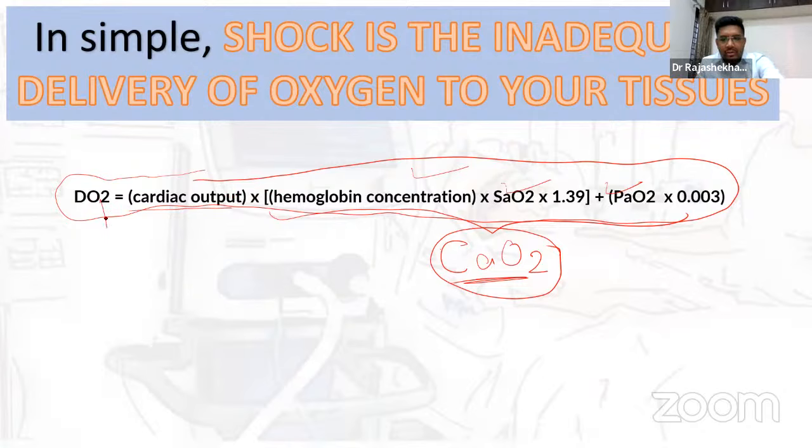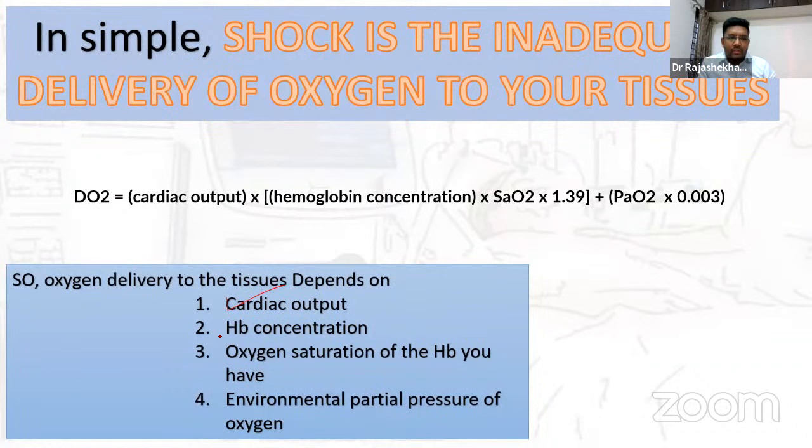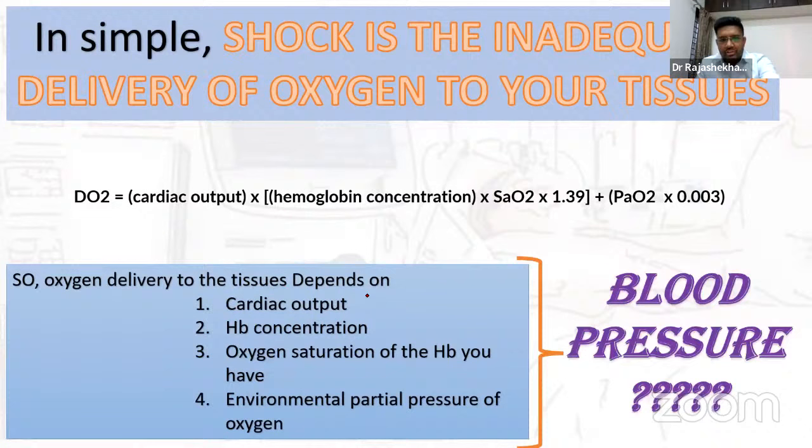Your delivery of oxygen to the tissues depends on cardiac output. It depends on the hemoglobin concentration. It depends on the oxygen saturation of the hemoglobin you have, and it depends on the partial pressure of the oxygen. So where is the blood pressure here? Blood pressure is not there in the equation directly. So that's why shock is not equivalent to hypertension. This is the first thing you should understand.